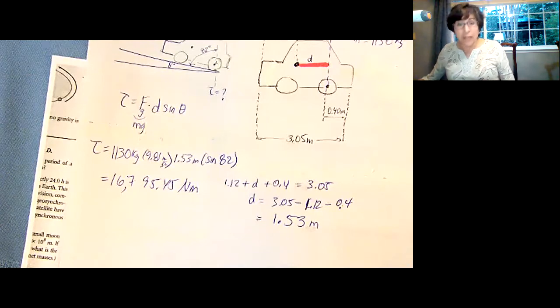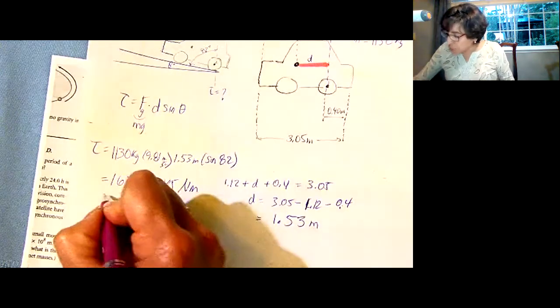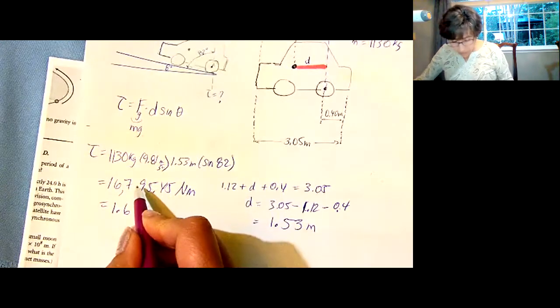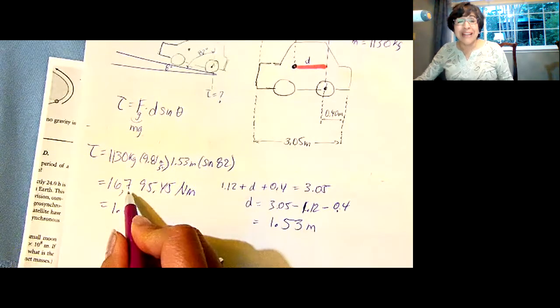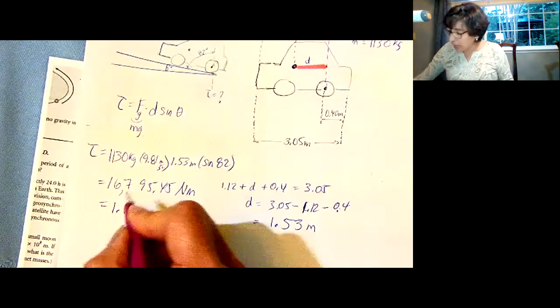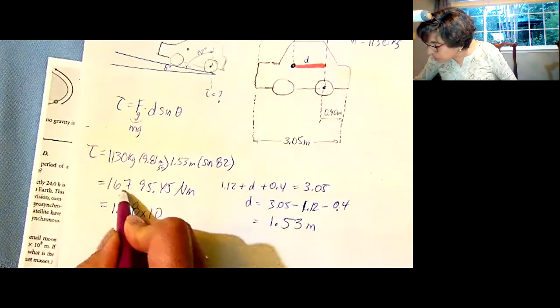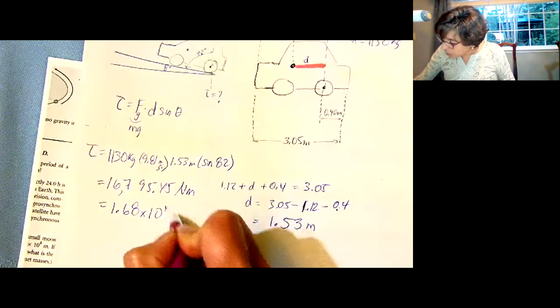We can do scientific notation. So what would that be? 1.67, oh, that would actually be 1.8, because you can't put 7. It should be 1.8 times 10 to the, let's see, what would that be? 4 newton meters.